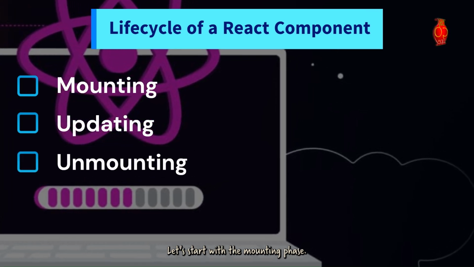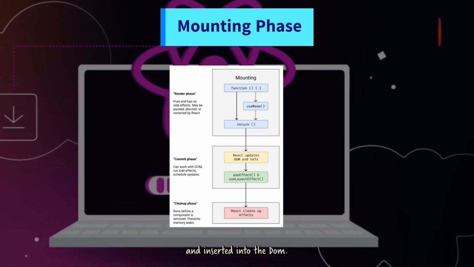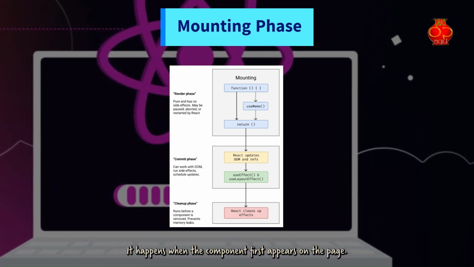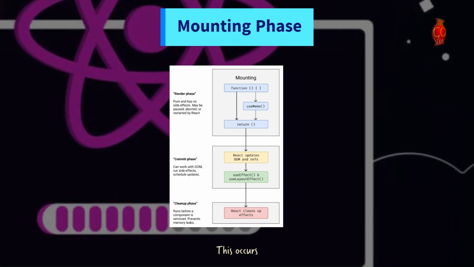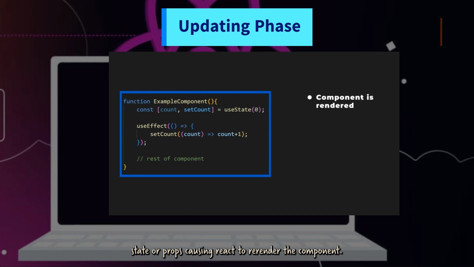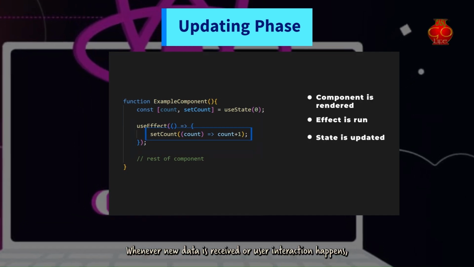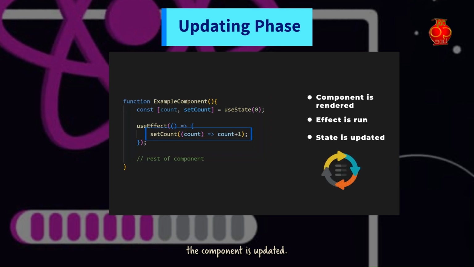Let's start with the mounting phase. This is when a component is created and inserted into the DOM. It happens when the component first appears on the page. Next is the updating phase. This occurs when there's a change in the component state or props, causing React to re-render the component. Whenever new data is received or user interaction happens, the component is updated.